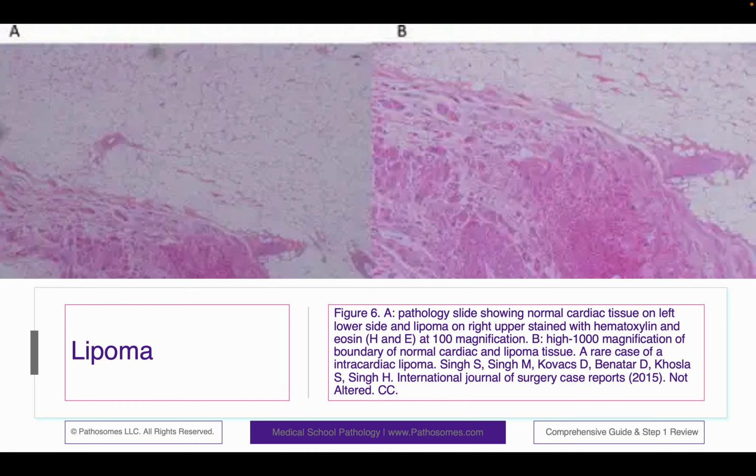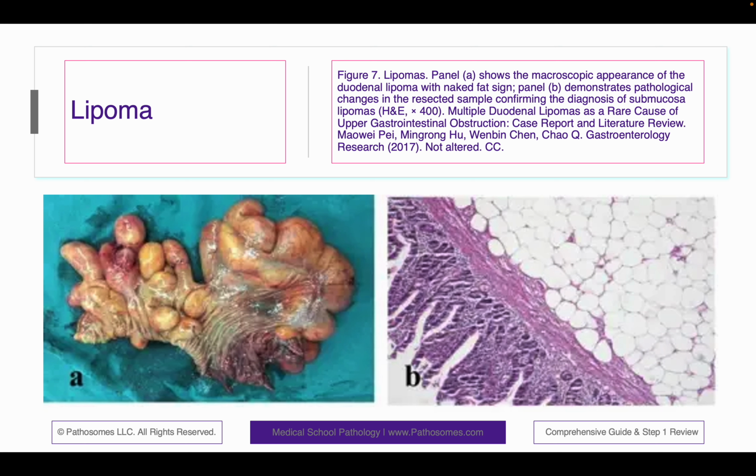And here we see a slide of normal cardiac tissue on the left, lower side, and a lipoma on the right upper side of an H&E stained slide. This is a rare case of an intracardiac lipoma. And here we have a lipoma that was associated with a specific specimen. Looks like it is from the GI tract. Yes, this is a duodenal lipoma.